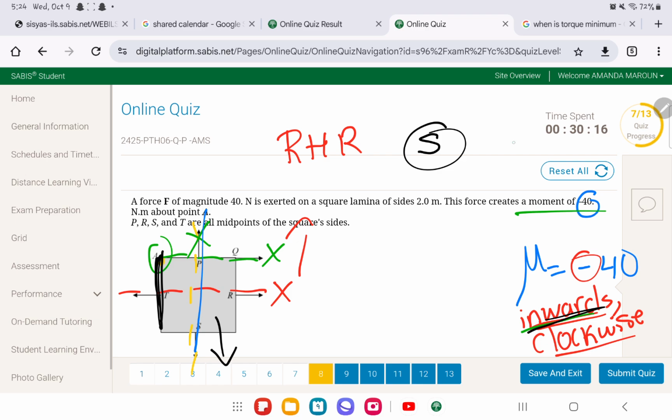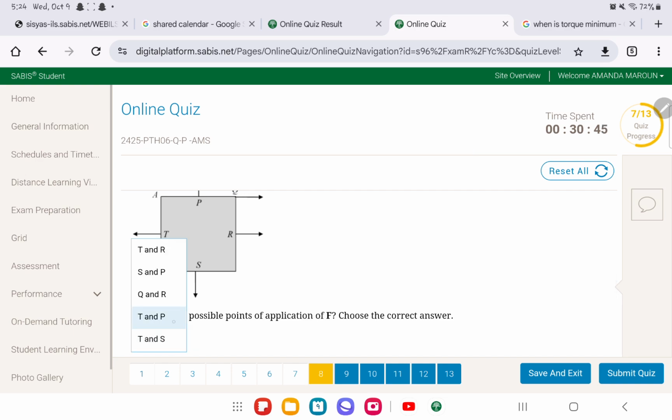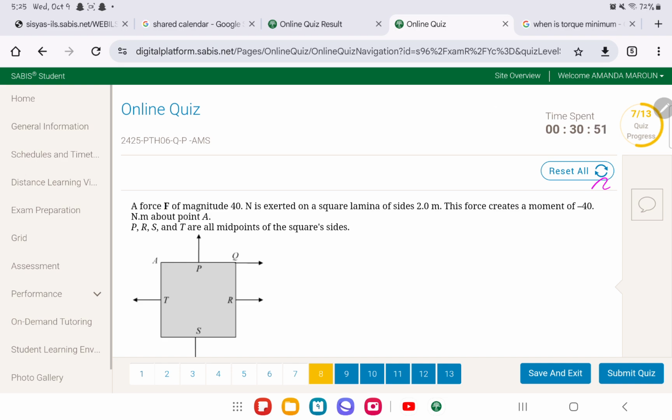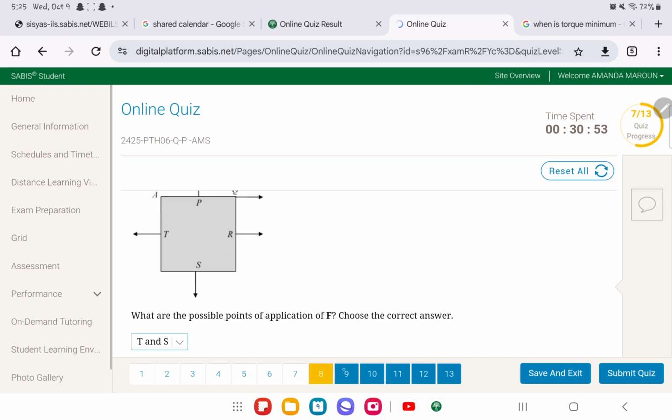Now, finally, last but not least, we have T. If you prolongate T, it's not passing through our axis. Now, we're going to do the right-hand rule for T. Since T is pointing towards the left, we have to put our fingers towards the left, and our palm should be facing upwards, because that is where our axis is. If you notice, your thumb is inwards. So this is what we need. That means S and T are the possible points of application of our force that created this moment of negative 40.